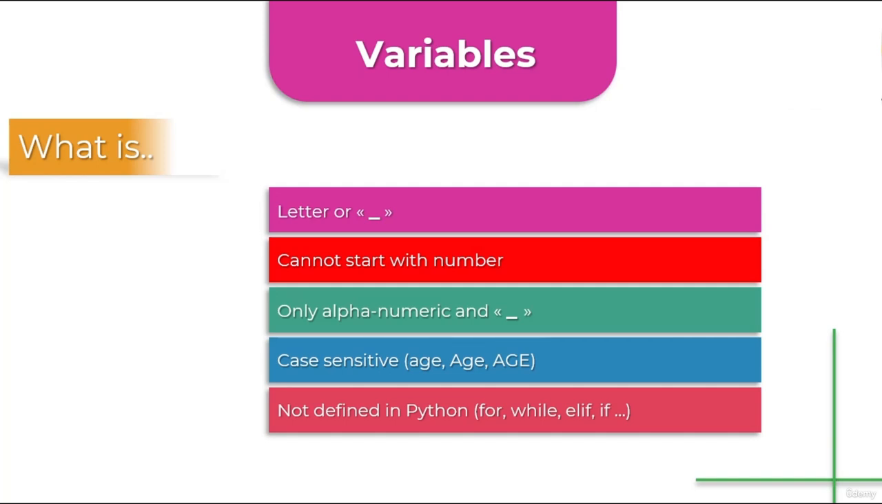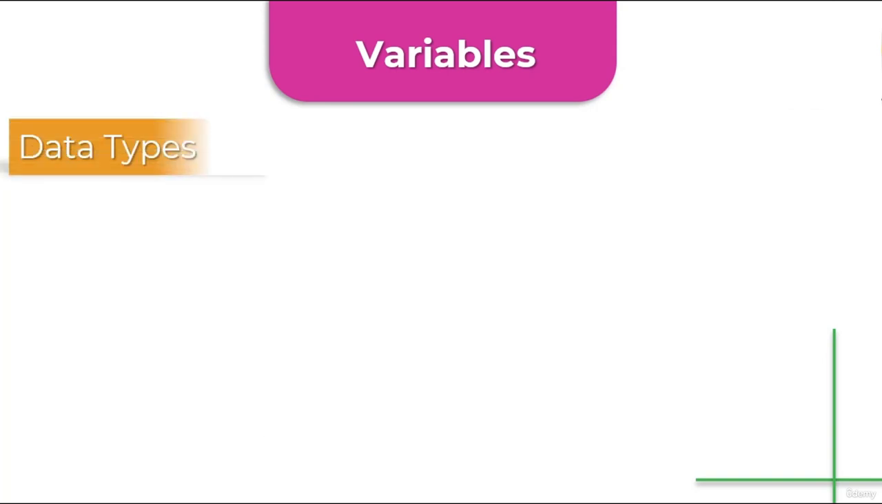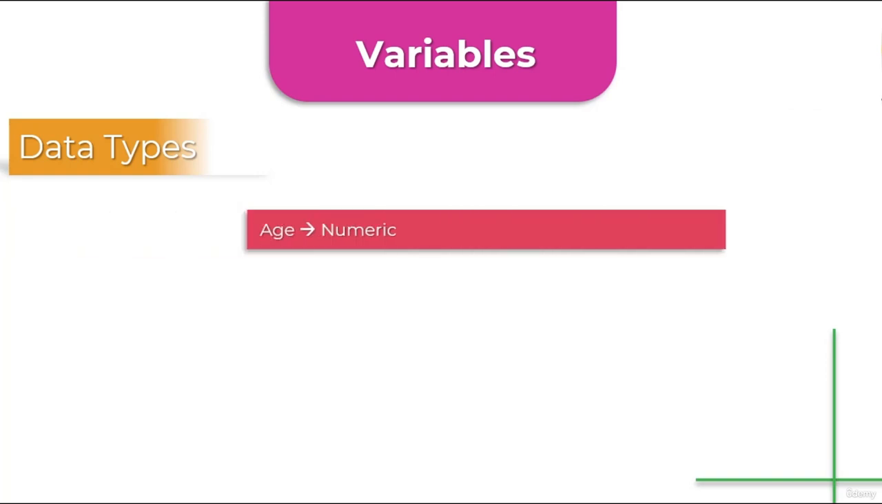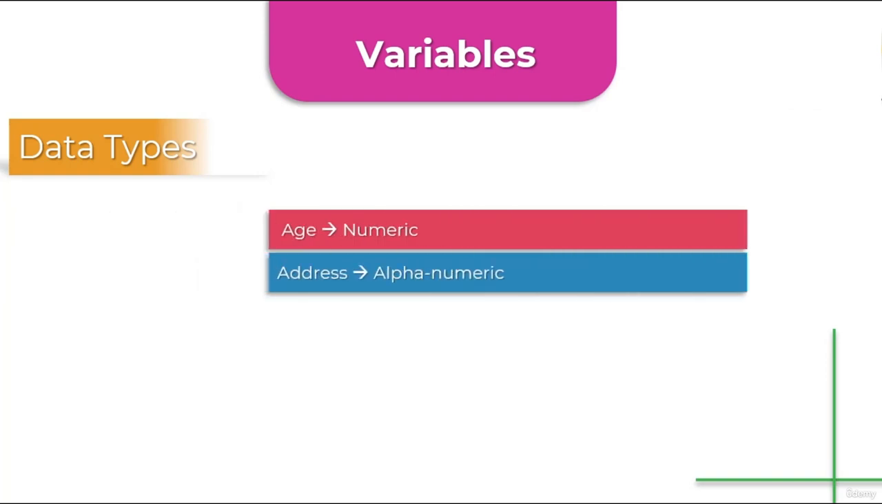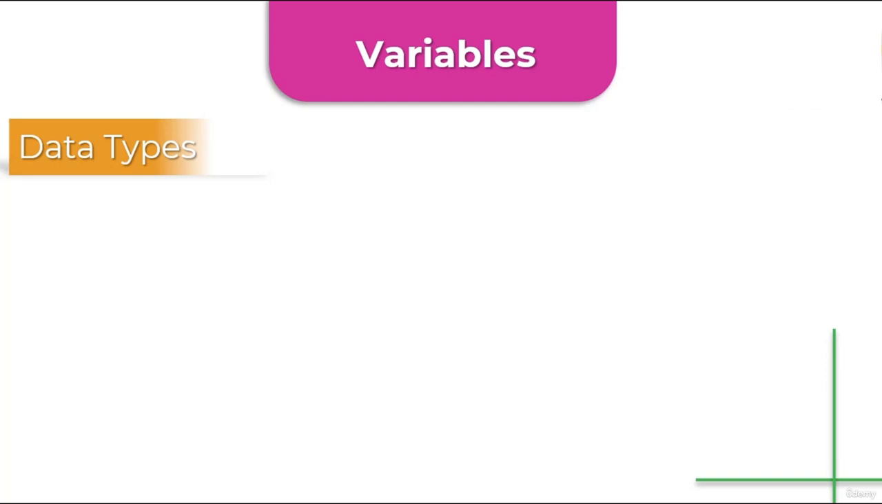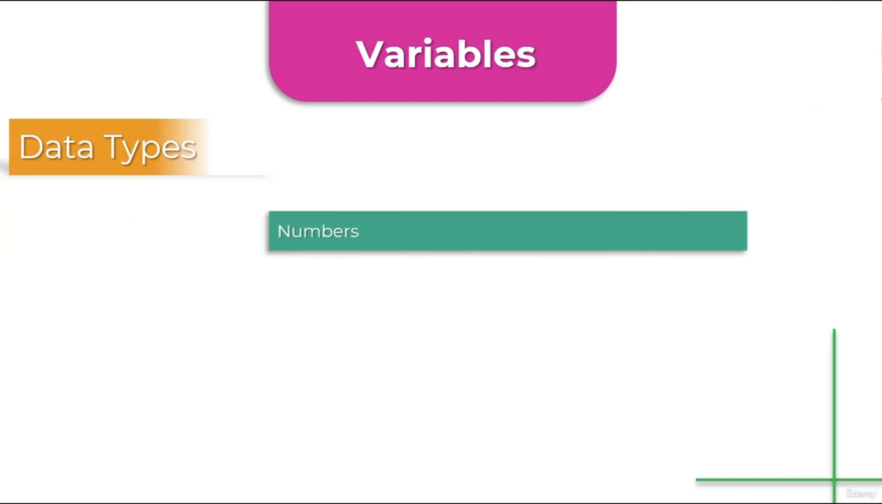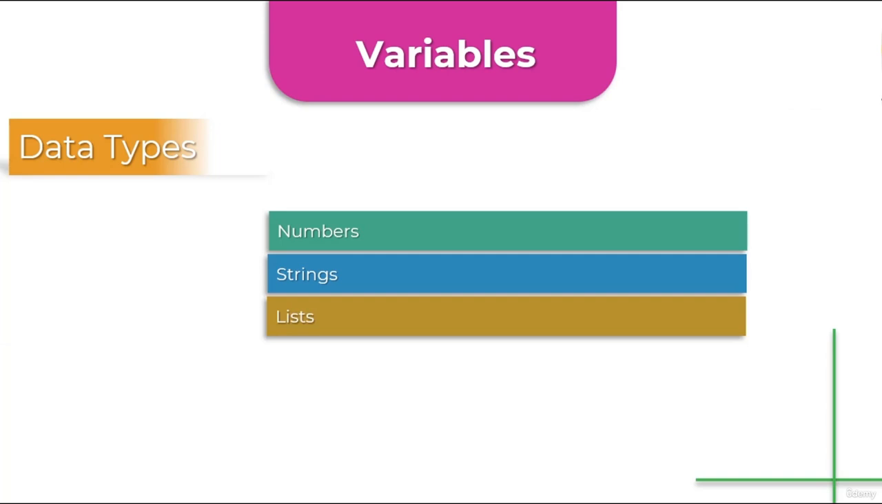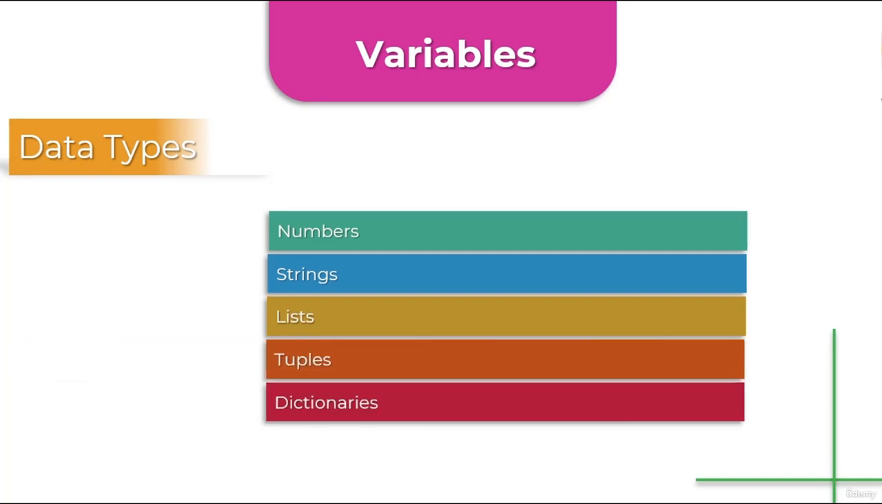For, while, elif, if. So let's talk about data types. The data stored in memory can be of many types. For example, a person's age is stored as a numeric value, and his or her address is stored as alphanumeric characters. That makes sense, right? Python has various standard data types that are used to define the operations possible on them and the storage method for each of them. Python has 5 standard data types: numbers, strings, lists, tuples, and dictionaries. We're going to learn all of these in our next lessons, one by one.